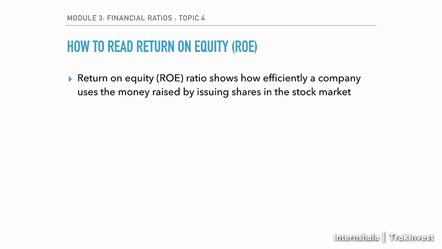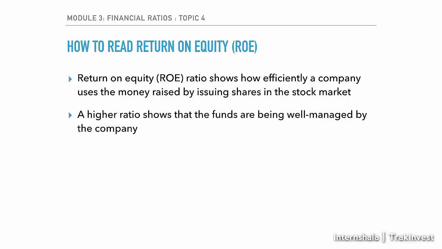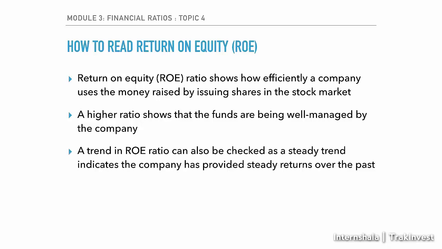The return on equity ratio shows how efficiently a company has been managing the money that is raised by issuing its shares in the stock market. A higher ratio shows that the funds are being well managed by the company. ROE can then be compared with the peers of a company to check who is managing their funds better. A steady trend in the ROE ratios over a longer period of time indicates that the funds have been managed in the same way, and in a good way, if the ROE is in a good average range over a period of time.